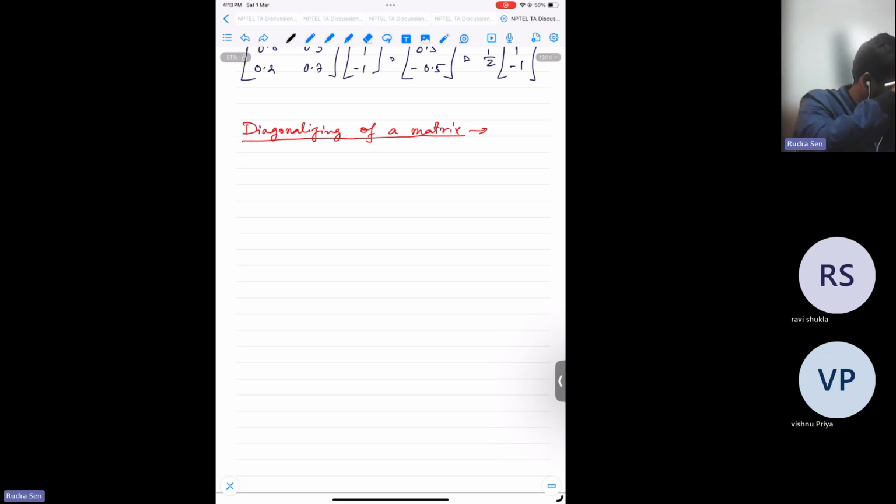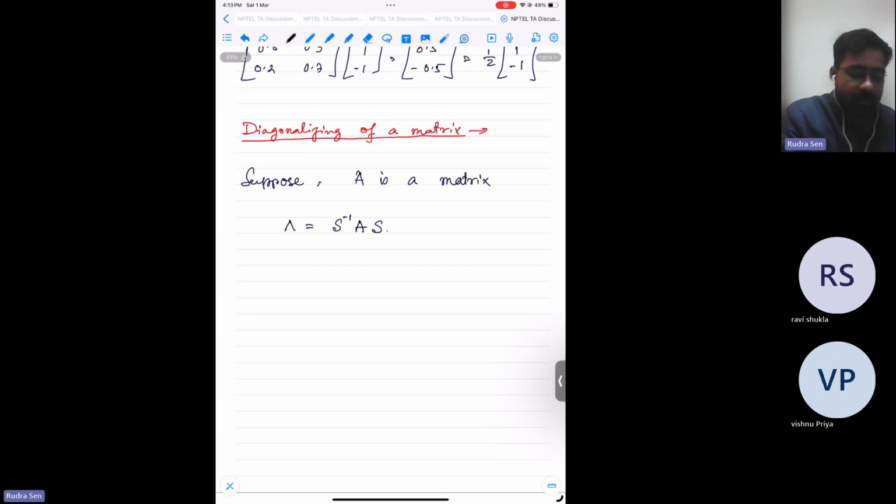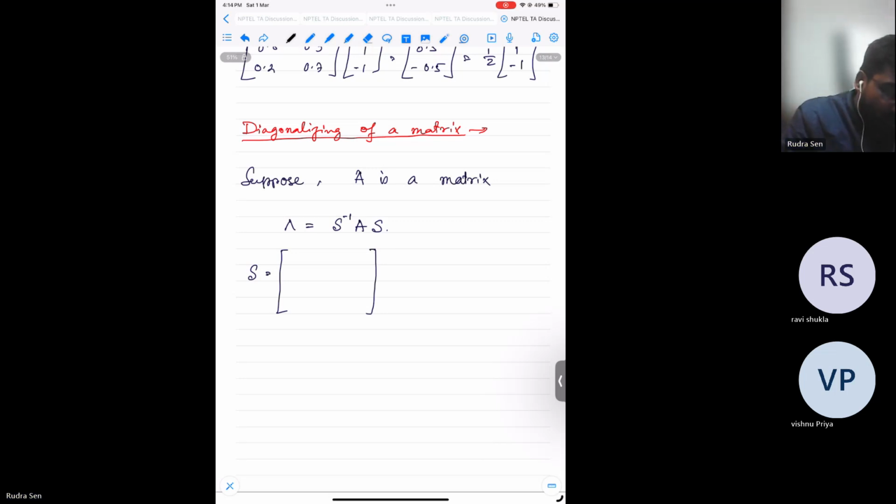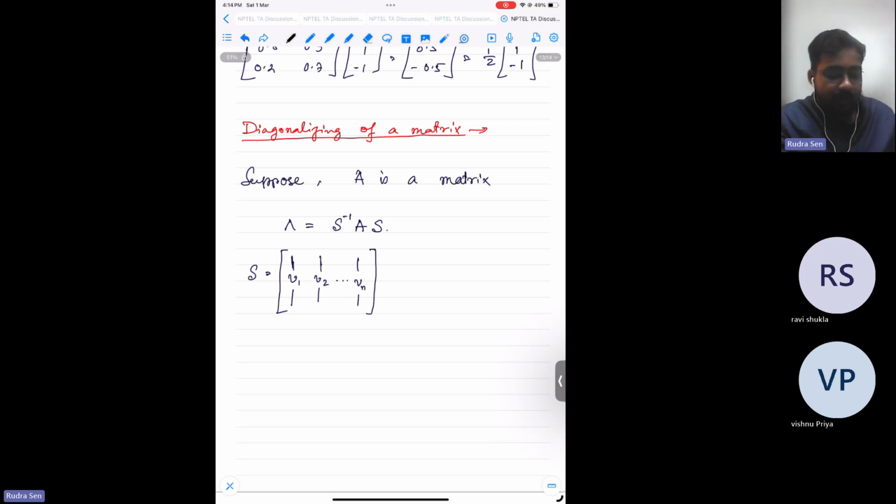So, why is it something like that? Suppose A is a matrix and we need to diagonalize it. Let's say I call it big lambda equals S inverse A S. This is the formula of diagonalization. So what is S and S inverse? S is basically a matrix whose columns are filled with the eigenvectors, let's say V1, V2 up to Vn. We have already seen this in the previous discussion.